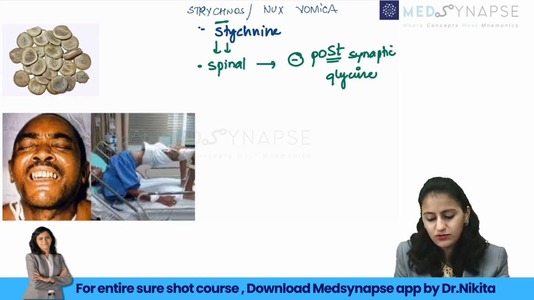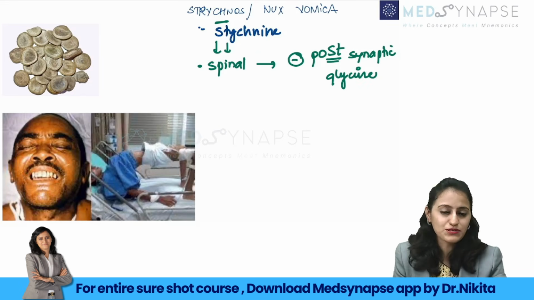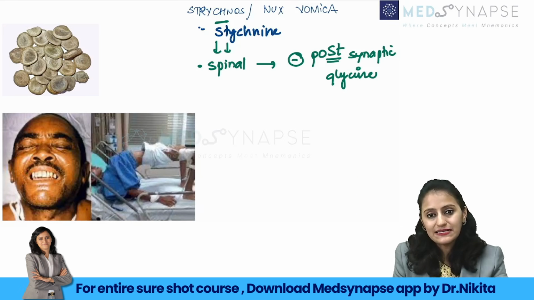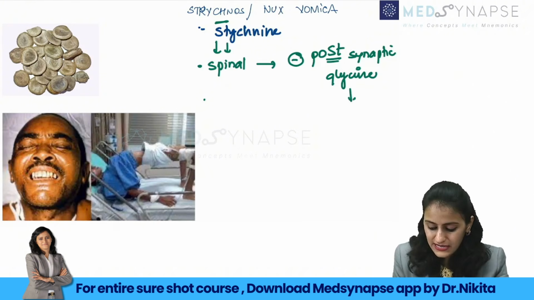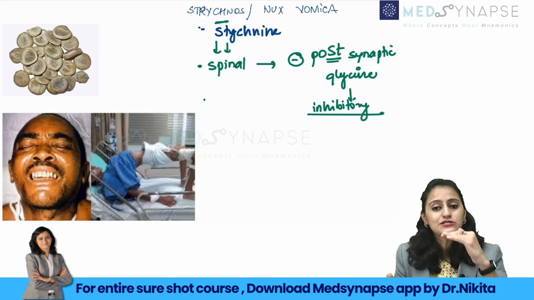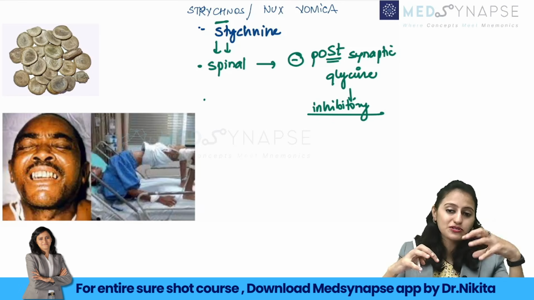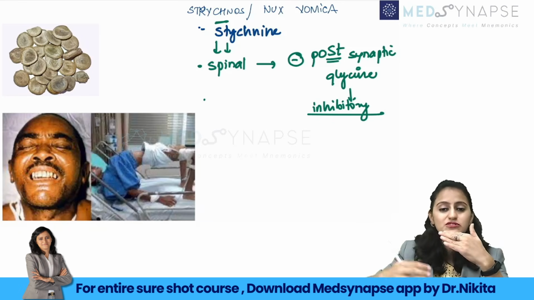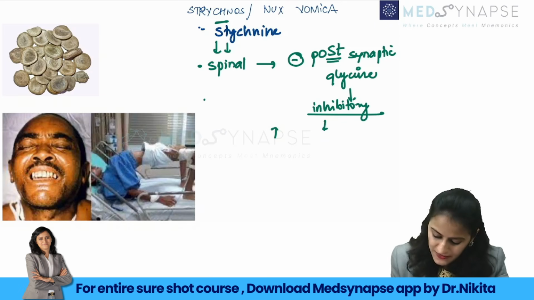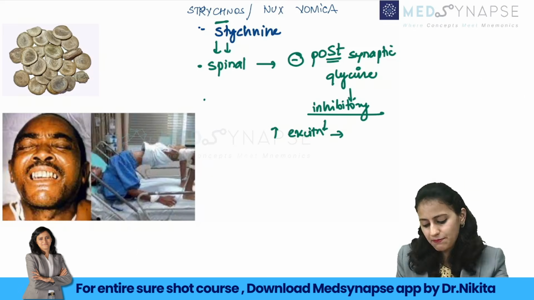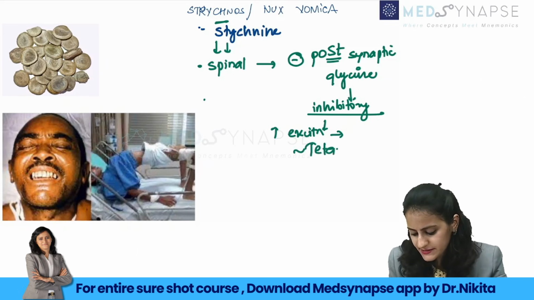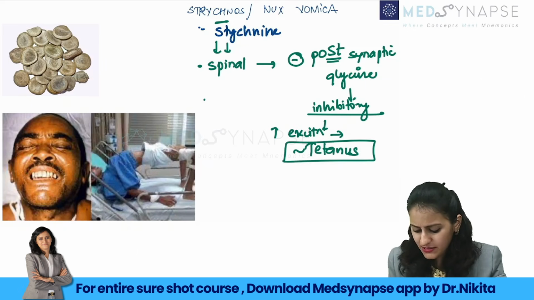It inhibits postsynaptic glycine receptors in the anterior horn cells. That is how glycine acts as an inhibitory neurotransmitter. So inhibitory is inhibited: negative, negative, it becomes positive. So there is increased excitation, and you would see a lot of muscle contraction happening, similar to tetanus.